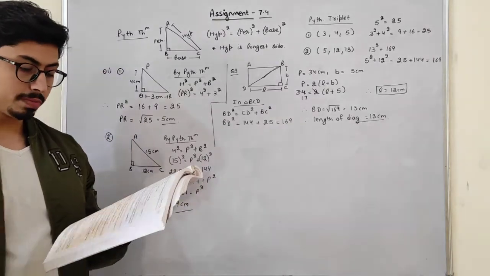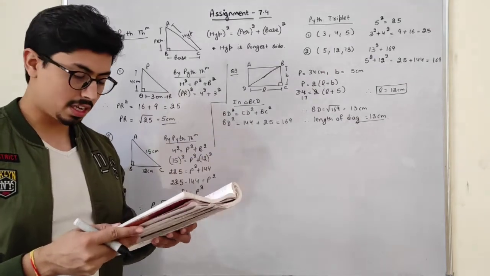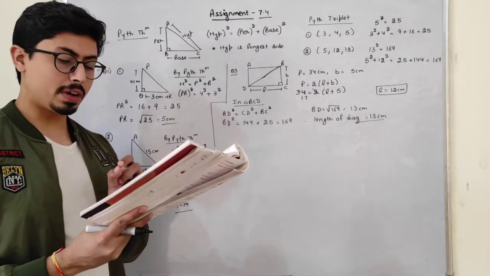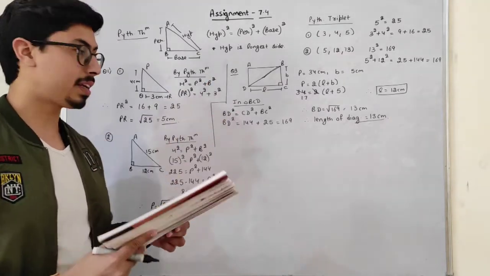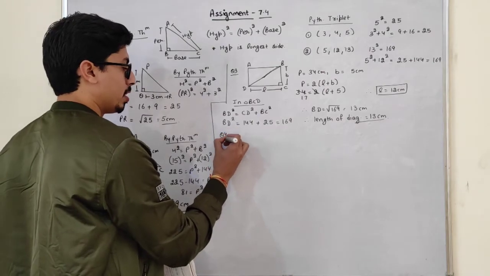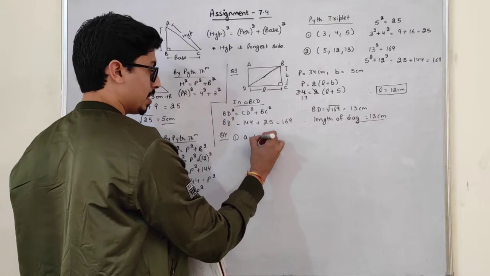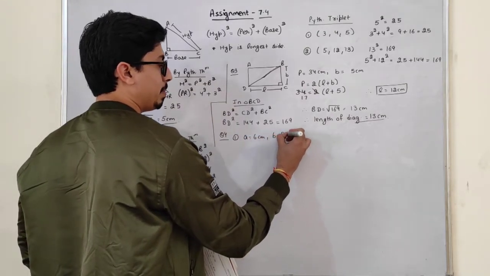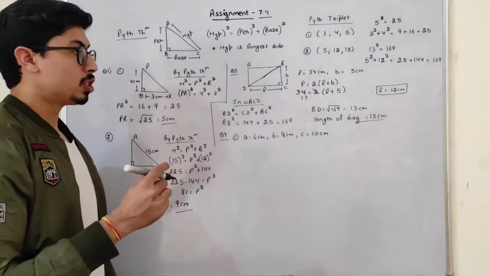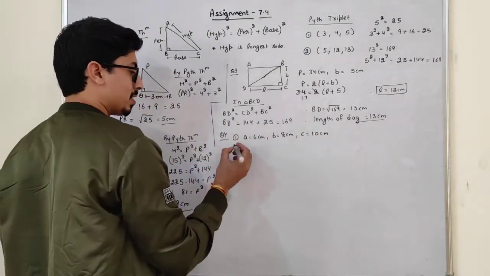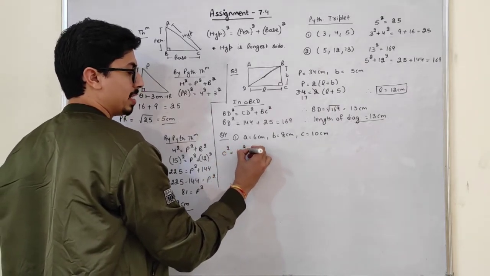Now question number 4th. The sides of the triangle are given. Which of them is a right angle triangle? So students, if they satisfy the condition of the Pythagorean triplet, like the first part of the 4th question, A, B, C are given. A is 6, B is 8 centimeters, C is 10 centimeters. Okay, so just take the largest side first. The largest side is 10. So C square, 10 square, is equal to 100.